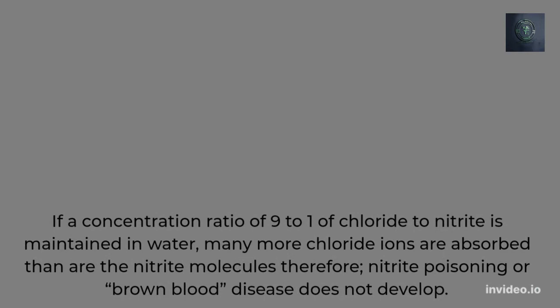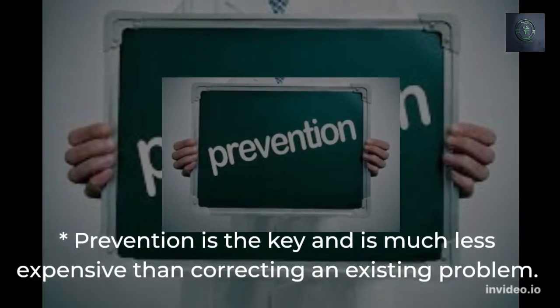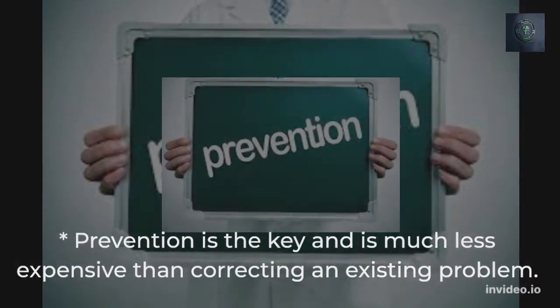If a concentration ratio of 9:1 of chloride to nitrite is maintained in water, many more chloride ions are absorbed than are the nitrite molecules. Therefore, nitrite poisoning or brown blood disease does not develop. Prevention is the key and is much less expensive than correcting an existing problem.